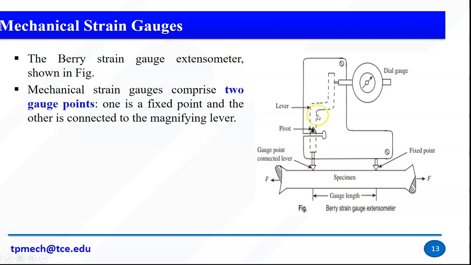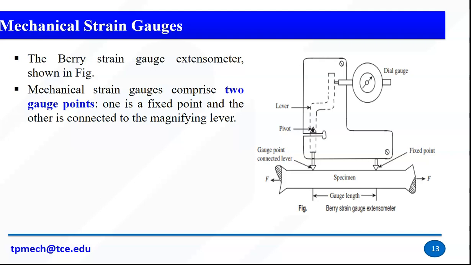So it will come to the lever. So the lever also moves downwards. It will get deformed, and the dial indicator shows some value. This is the working principle of mechanical strain gauges. So here we measure strain with the help of mechanical deformation. We measure by the deformation of the lever. Why does the lever deform? Because the specimen deforms. Right? So the lever deforms, the gauge point moves relative to the fixed point as the specimen moves.